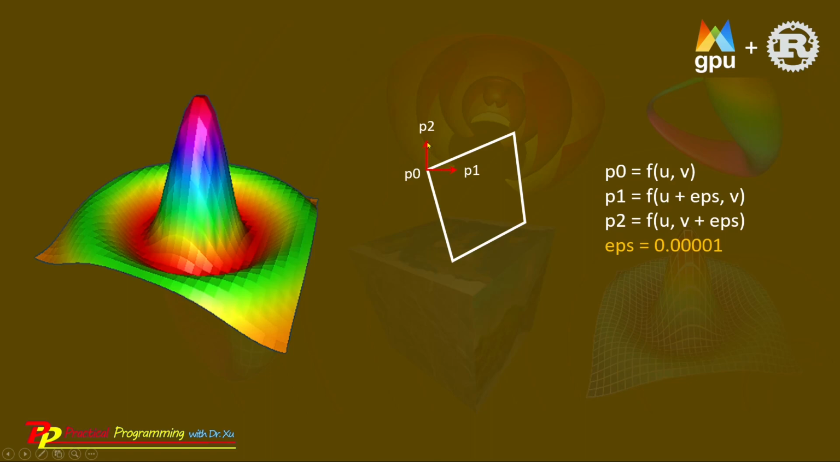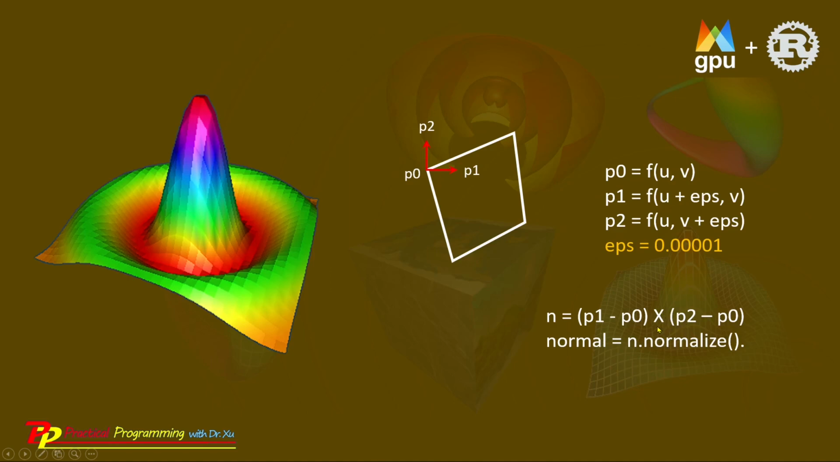Similarly, we can move along the v direction. Here we get p2. This means along the v direction, v plus EPS, we get p2. Of course, you can make another change along the opposite direction, for example, negative u and negative v, that doesn't matter. You can move in other directions. We can then use these points to calculate the normal vector at point 0 with the formula here. You see, n, the normal vector, equals p1 minus p0.